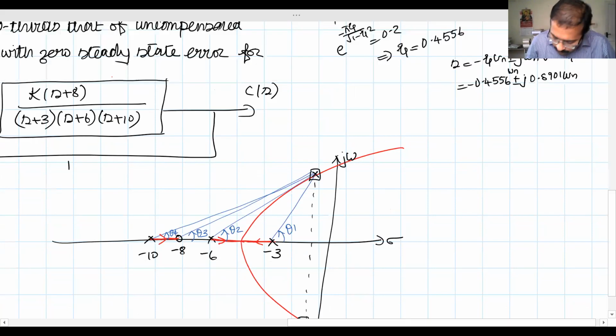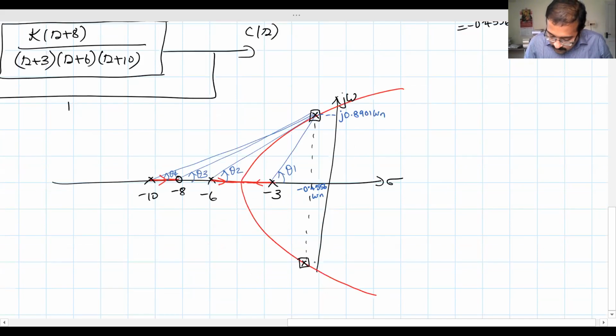Okay, so I know my x coordinate is minus 0.4556 omega n, and the imaginary part is j 0.8901 omega n. So what will be the coordinate of this thing? It is the complex conjugate. It will be minus j 0.8901 omega n. Now we have to calculate what is the angle theta 1.